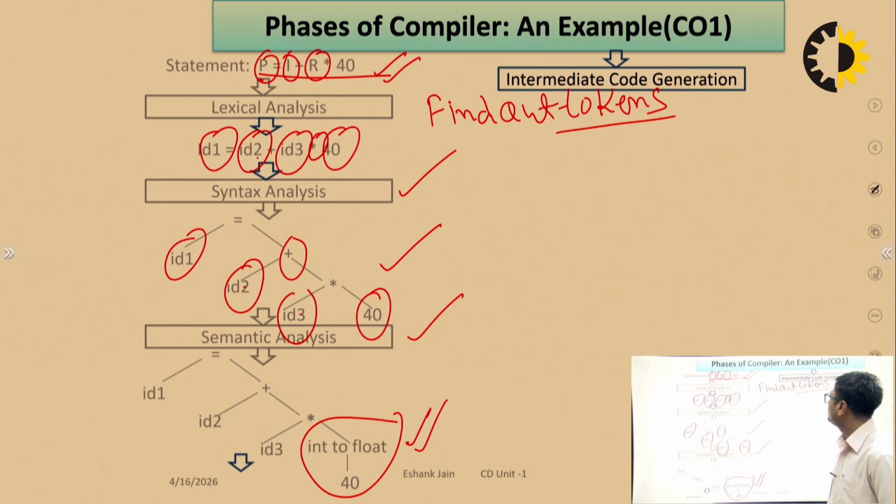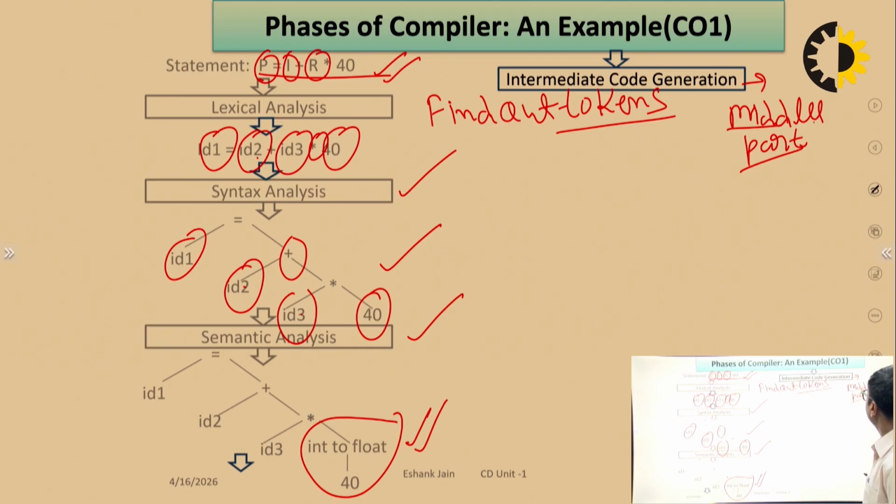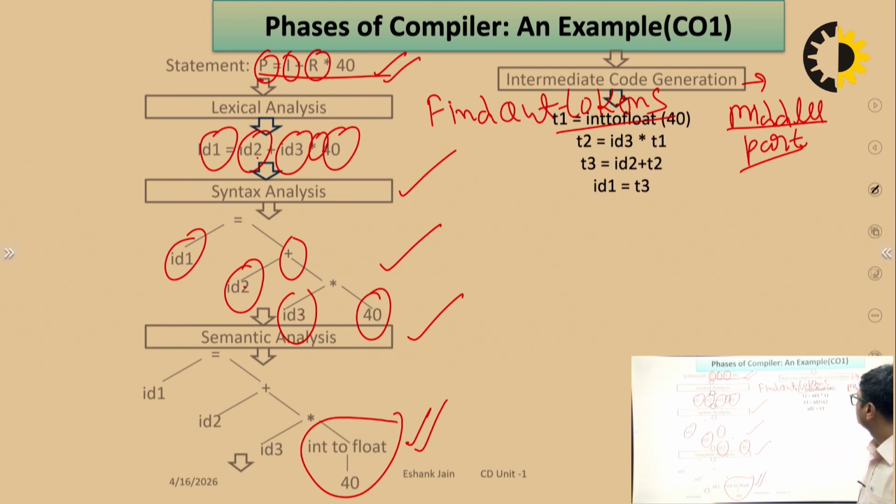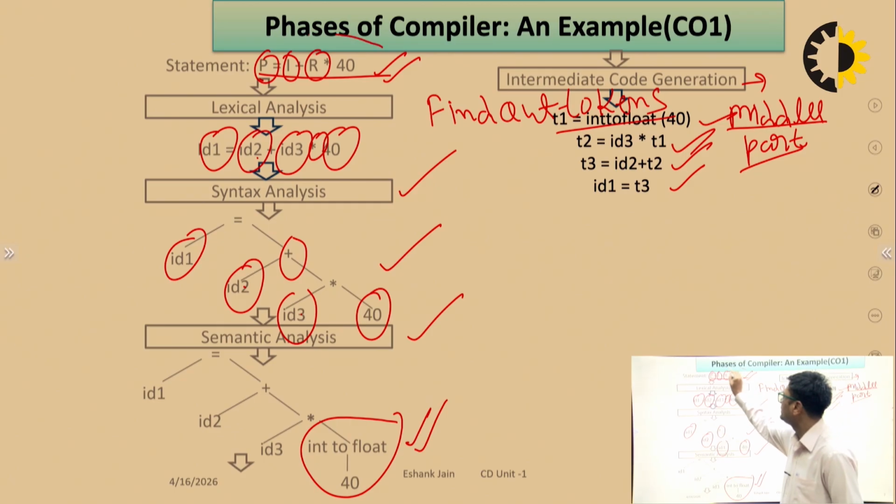The intermediate code generation. This is the middle part. It will generate the intermediate code, also known as the middle phase of the compilation process, in which we generate the intermediate code of the program. This is the intermediate code of this particular statement.